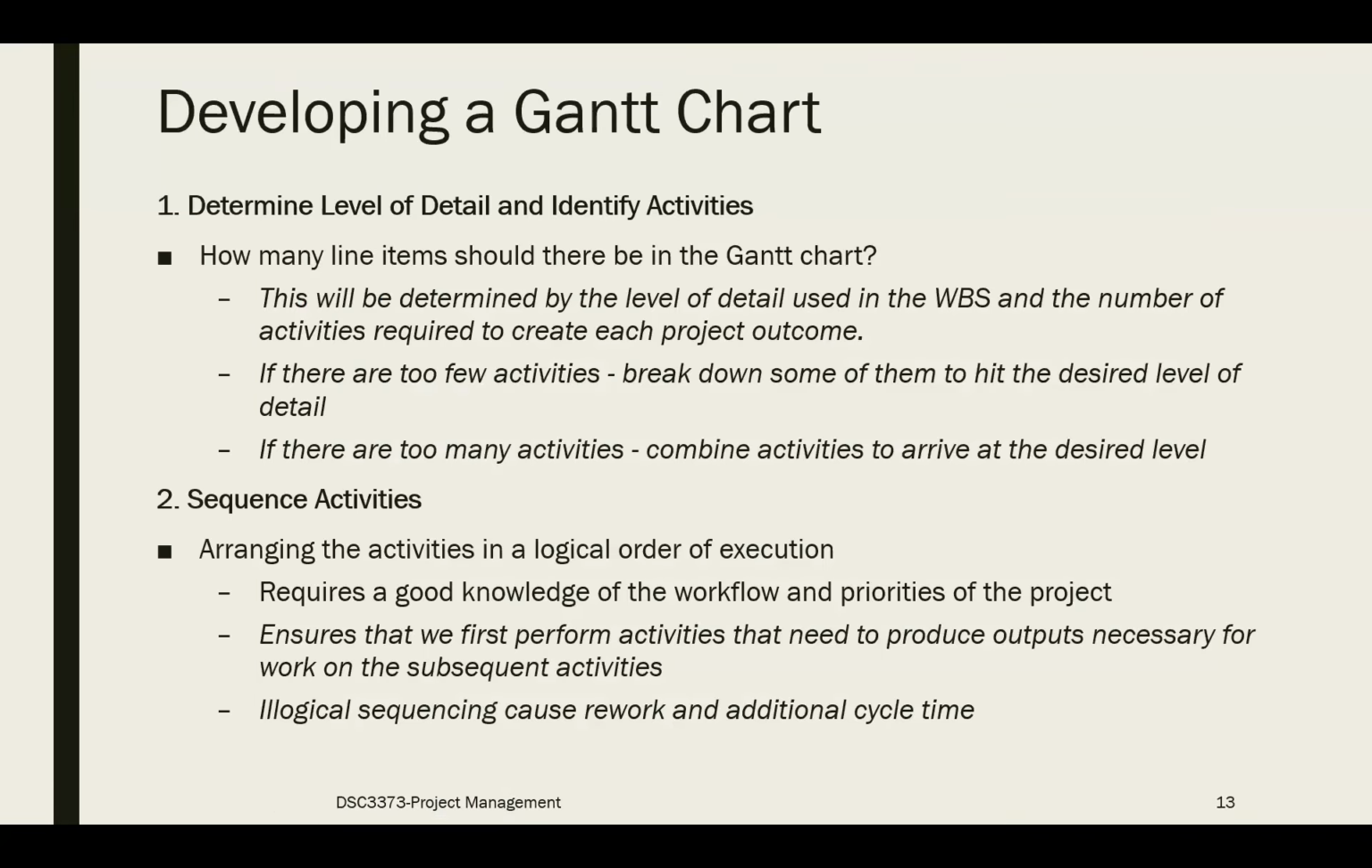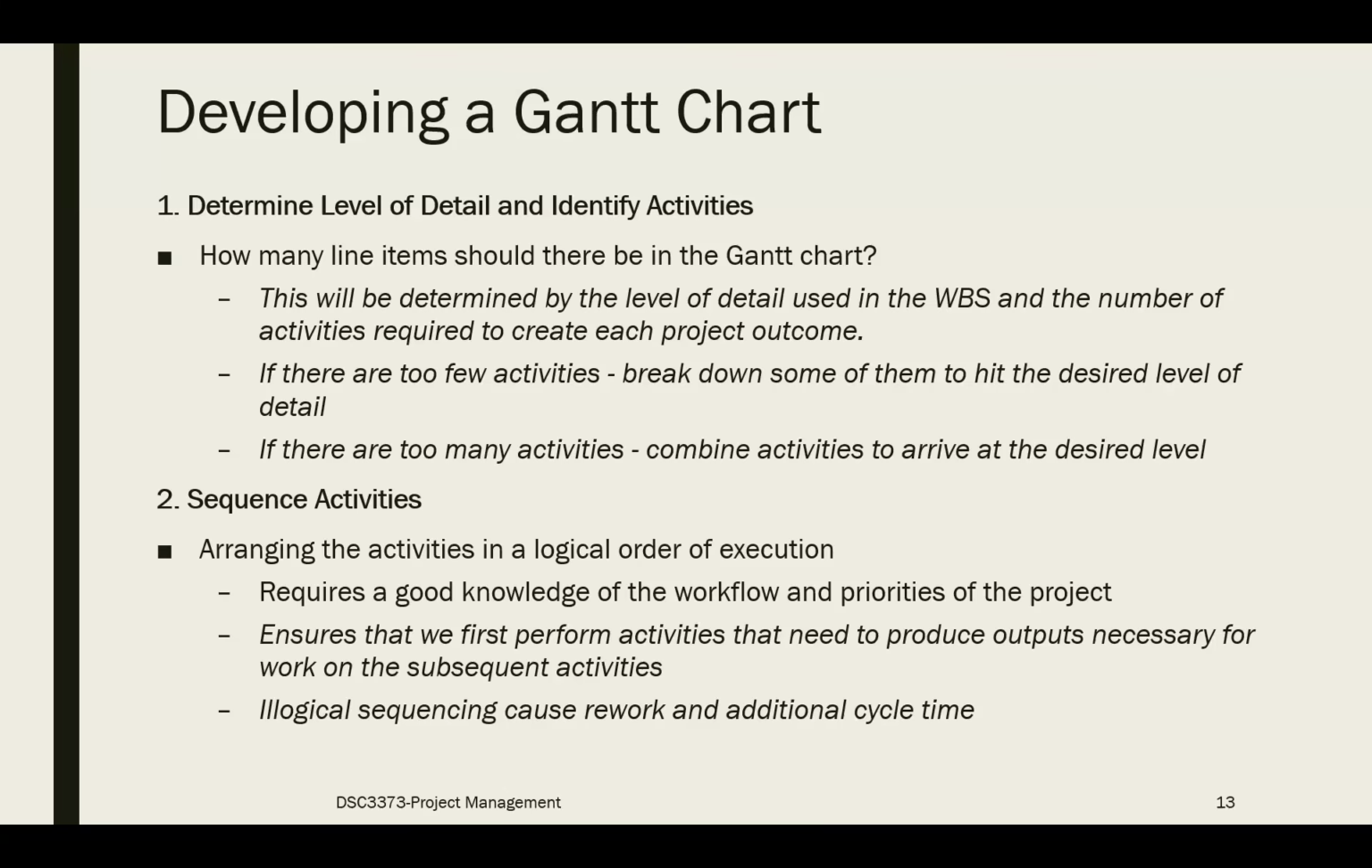Right. So when we are developing a Gantt chart, there are several steps that we follow. The first step is we need to determine the level of detail and identify the activities. So this will define how many line items you have in the Gantt chart, right? So you can stick to the same level of detail that you used in the work breakdown structure and the number of activities required to create the outcome for the project.